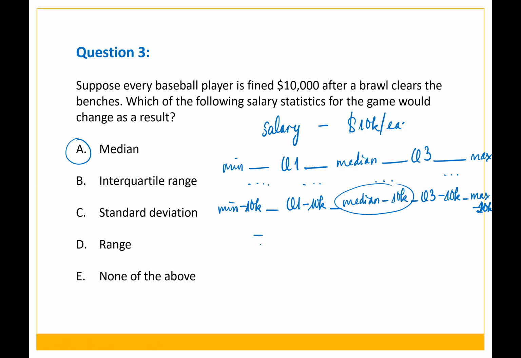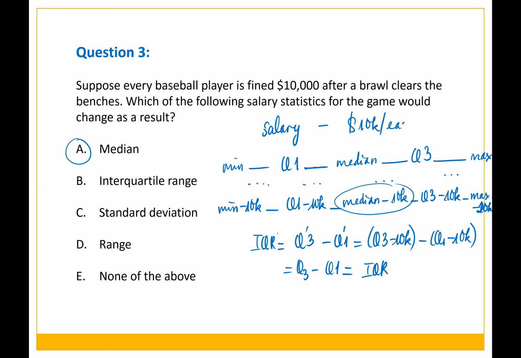Interquartile range. The IQR is the new Q3 minus the new Q1, which is going to be Q3 minus 10K minus Q1 minus 10K, which is equal to Q3 minus Q1, or the initial IQR, right? So this is not changing.